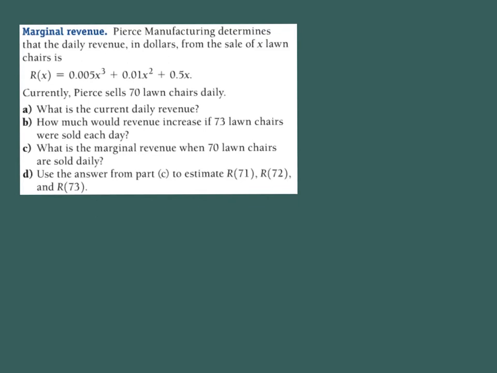This time, marginal revenue. We've got Pierce Manufacturing, that's their daily revenue, and they currently sell 70 lawn chairs. And what is the current daily revenue? That is part A. So the current daily revenue is R of 70. And then part B will want to know what is the increase in revenue if we increased to 73. So we'll have to calculate that up. Part C, marginal revenue, is we'll have to calculate the derivative at 70. And then for part C, we'll use that to estimate R of 71, R of 72, and R of 73.